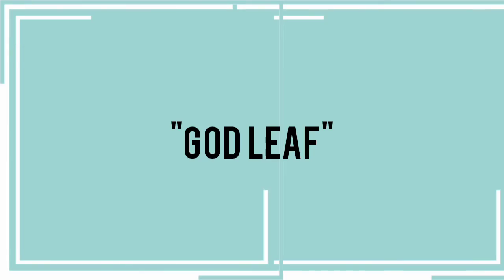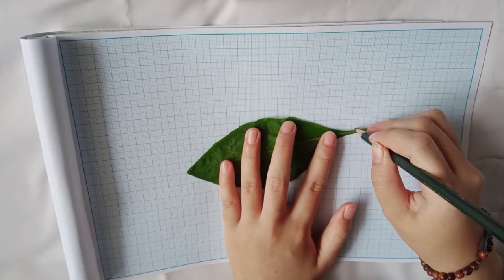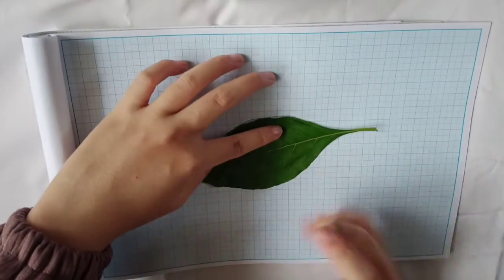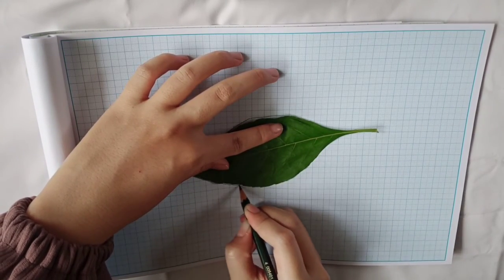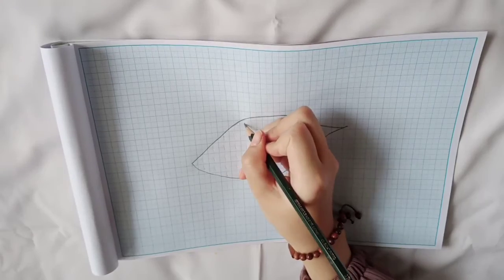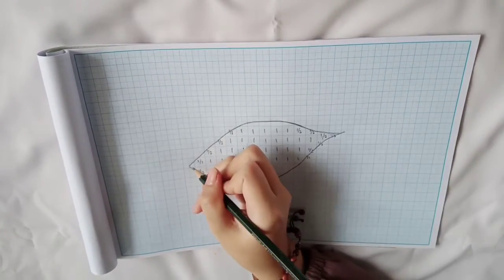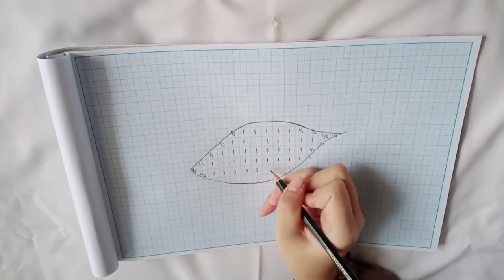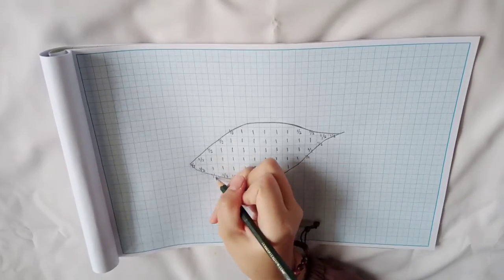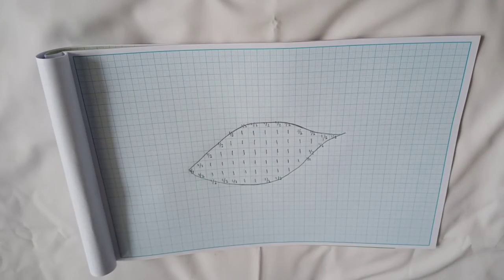We are using a guava leaf first. Put a leaf on top of the paper, but you must put the leaf around the center of the paper. Utilize your fingers to hold the leaf so it doesn't move. Draw the pattern of the leaf on the paper using a pencil. Count the boxes of the paper covered by the pattern of the leaf. If a box is fully filled by the pattern of the leaf, we count it as 1 square centimeter. But if a box is half filled by the pattern of the leaf, we count it as half a square centimeter.